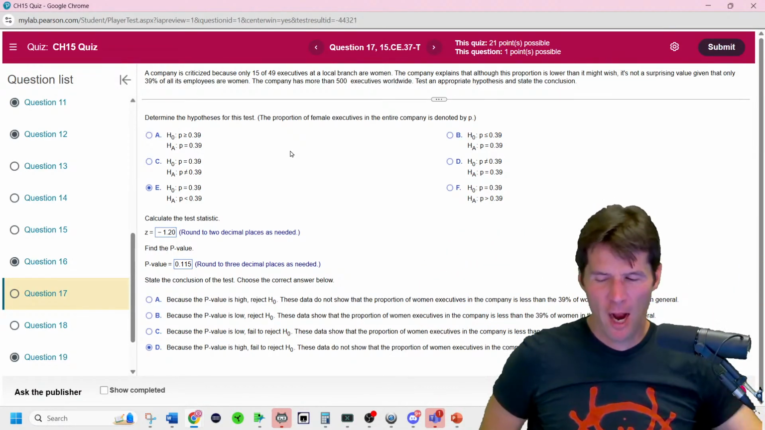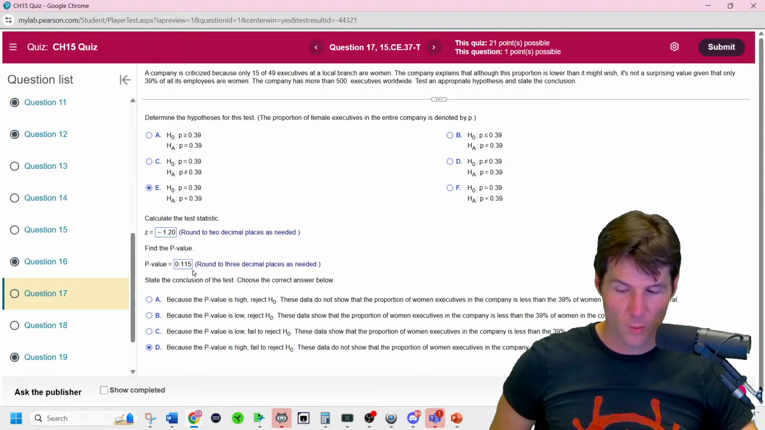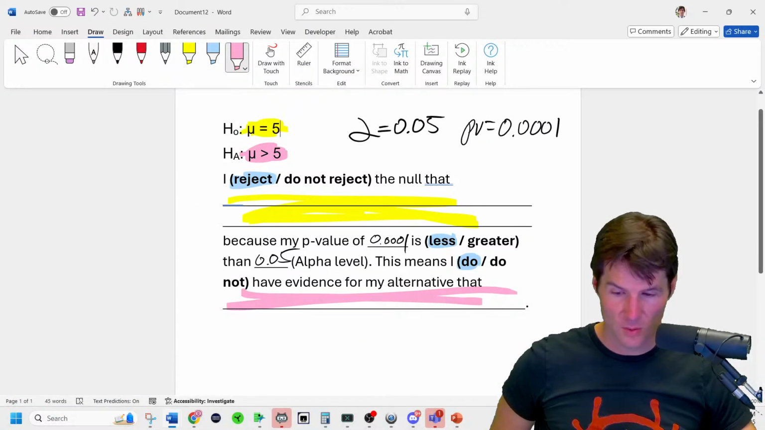Pretty tired. The p-value was higher than the 0.05 alpha, which is assumed unless otherwise stated. So the p-value of 0.115 is higher than the 0.05 alpha. And do realize a really good thing to do is to be able to write this out.